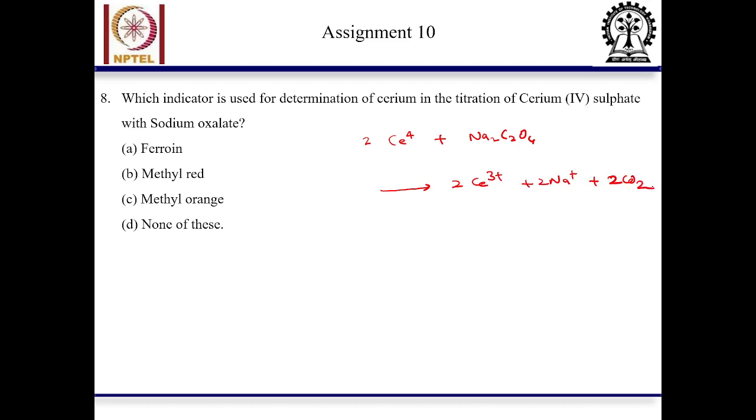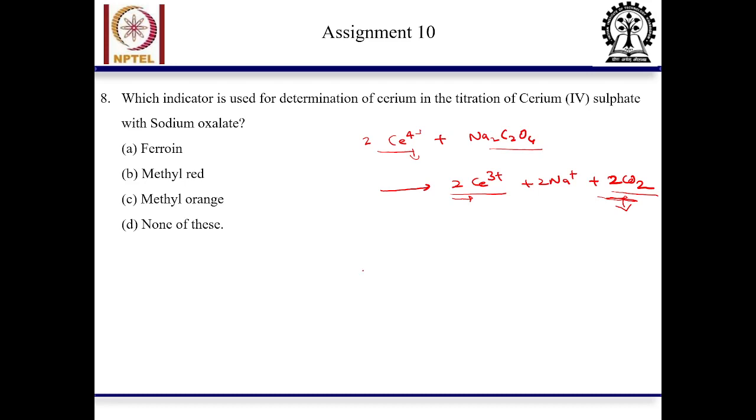So this is a redox reaction where your cerium 4+ is going to cerium 3+ and sodium oxalate is going to CO2 with 2 electrons. So basically the 2 electrons are released by the oxalate and taken by the cerium. Now what is the role of the ferroin indicator? You are titrating cerium 4 sulfate with sodium oxalate. Once the cerium is used up, it will oxidize or reduce your ferroin.